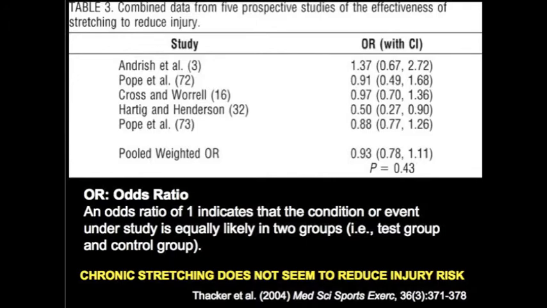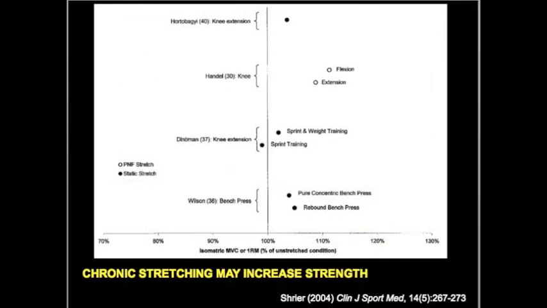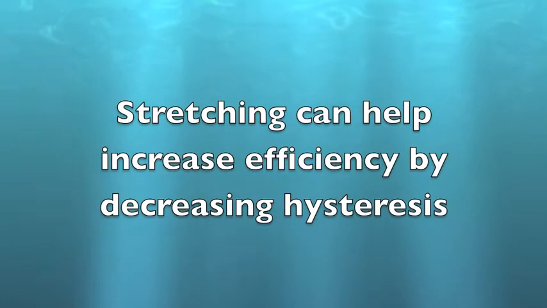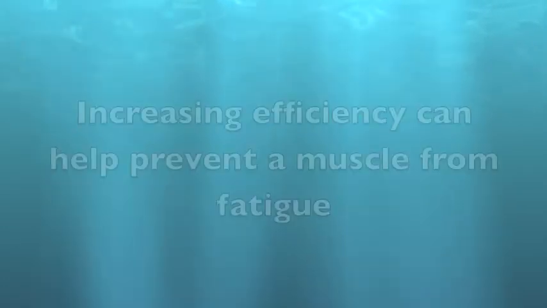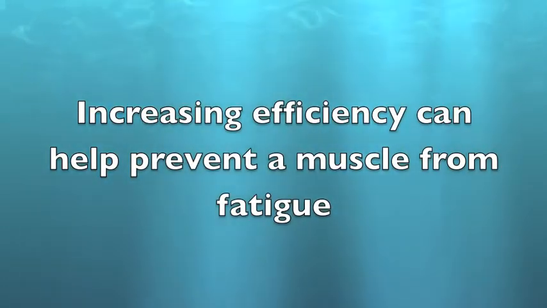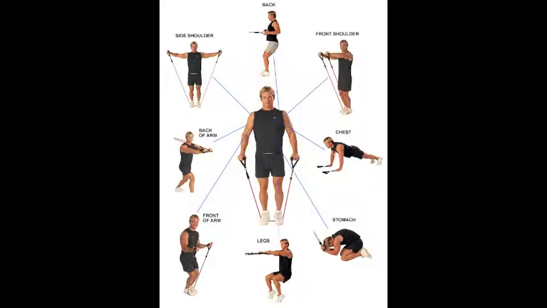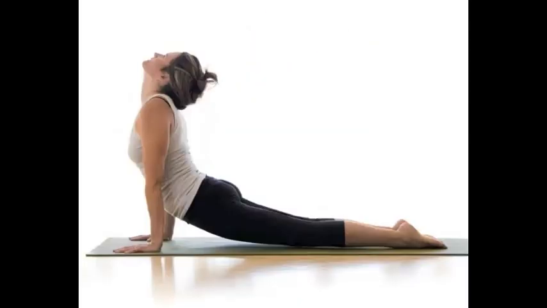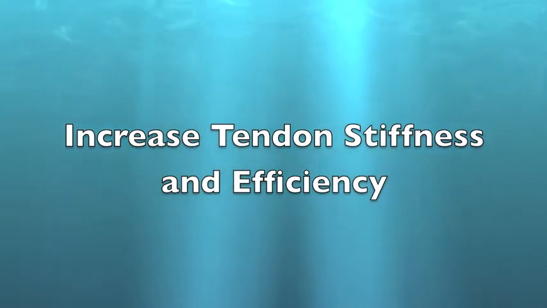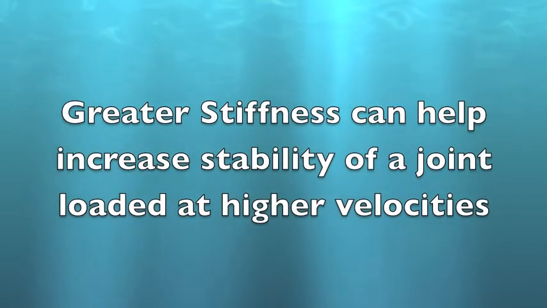Based on what we learned in lecture, chronic stretching will not reduce injury risk, but it can help to increase strength. Stretching can also help a tissue become more efficient by decreasing the hysteresis. Increasing efficiency can help keep a muscle from fatiguing. Doing both resistance training and stretching can not only increase tendon stiffness, but can also increase efficiency. Based on lecture, a greater stiffness can help increase the stability of a joint as you load it at higher velocities.